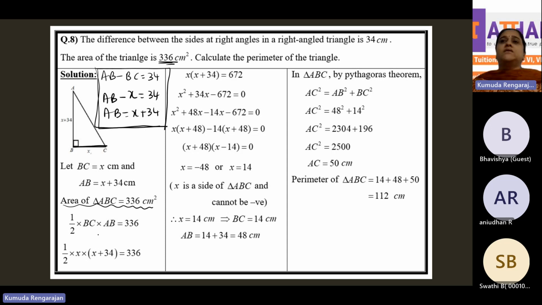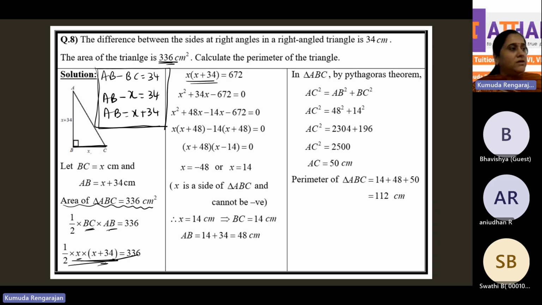Now how do you find area? If it is about the three sides, we'll write root of S into S minus A into S minus B into S minus C. But this is a right triangle, so we can use half base into height. So half into base BC into height AB is equal to 336. Substitute: BC is X, AB is X plus 34. So half into X into X plus 34 is equal to 336.